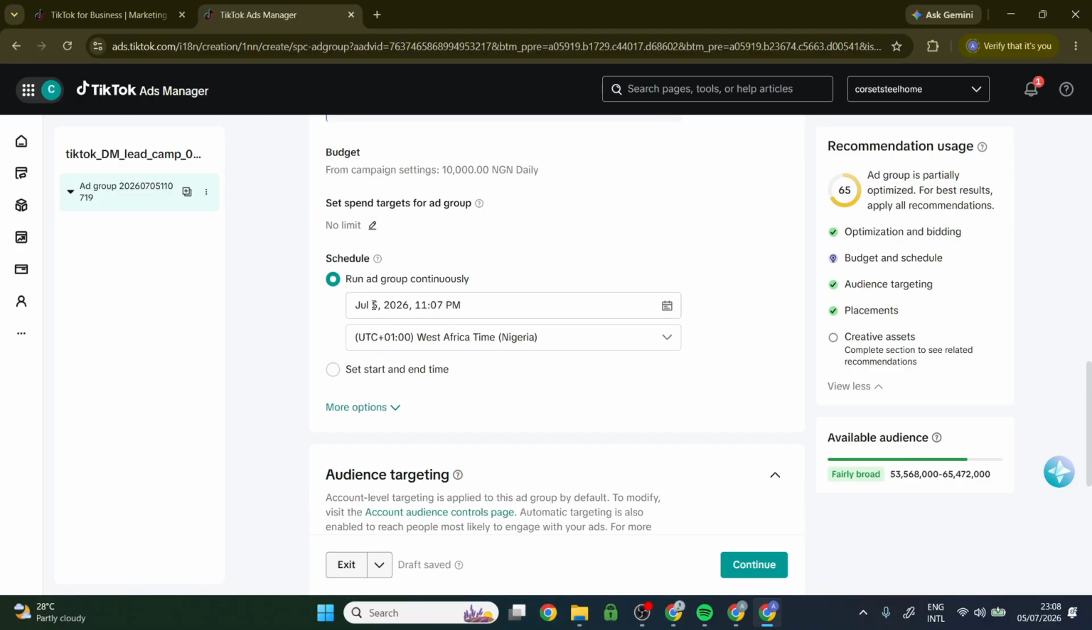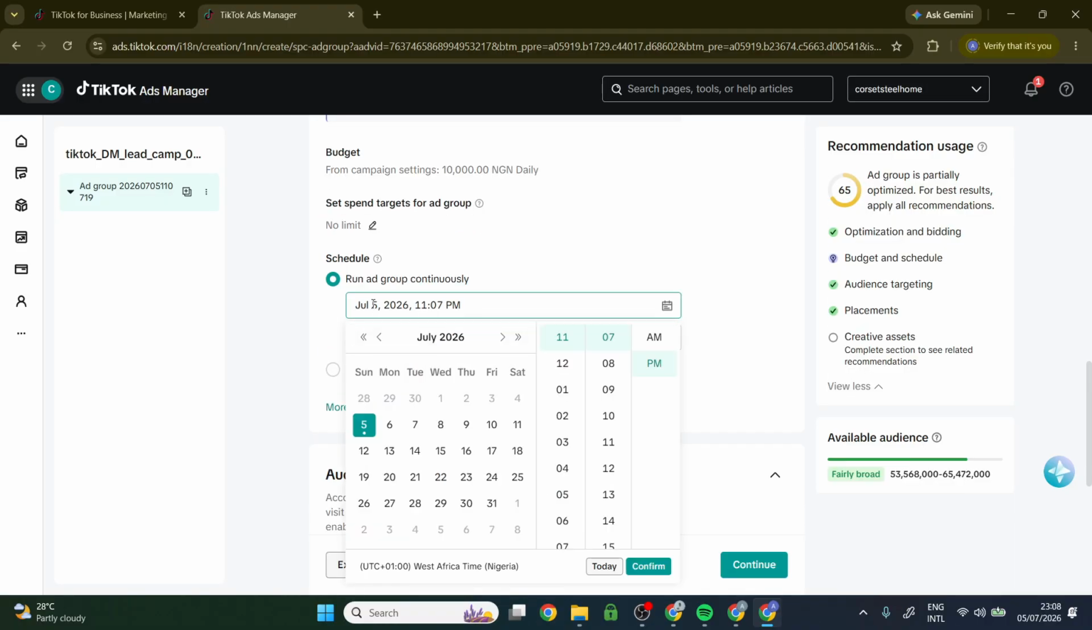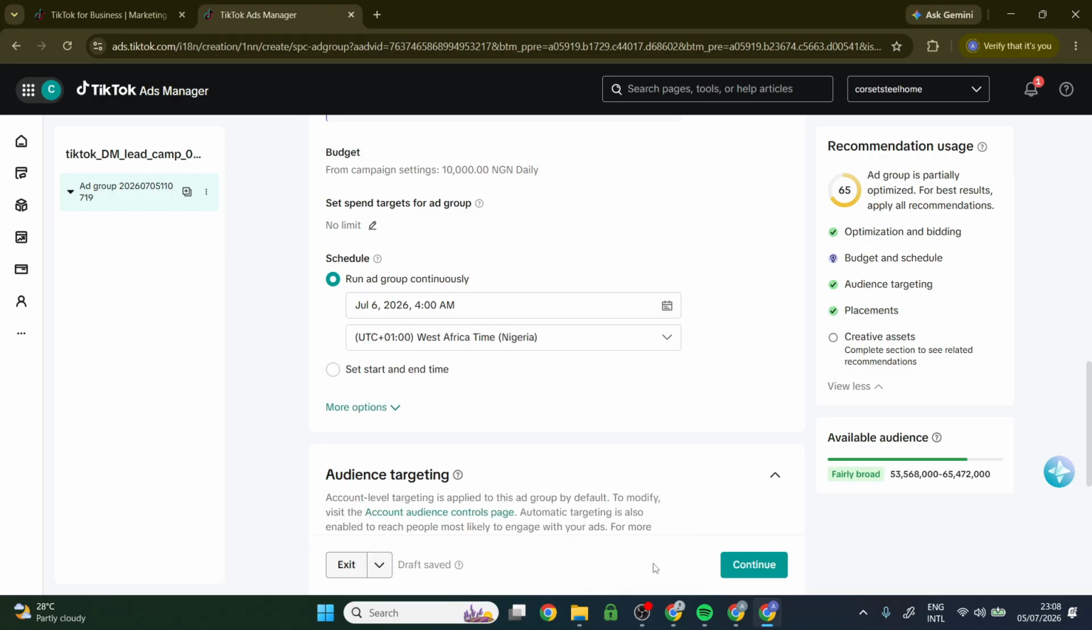Then the next thing is we want the ad to start running from tomorrow. It's already 11 p.m. here, right? So I want the ad to start running from tomorrow by maybe 4 a.m. tomorrow morning. So by 4 a.m. tomorrow morning, I want the ad to start running. And okay, so I've set it right.